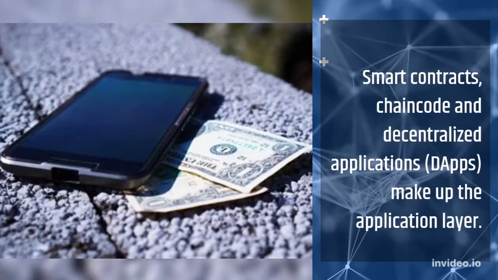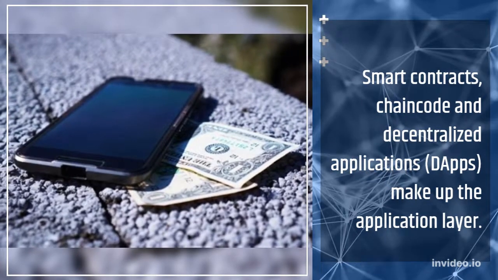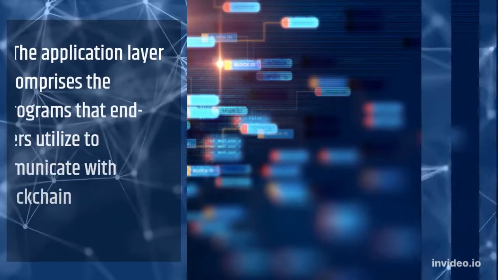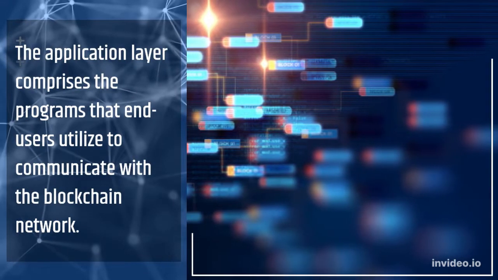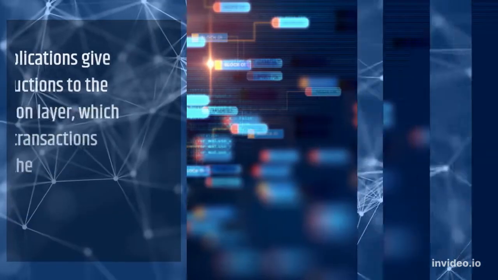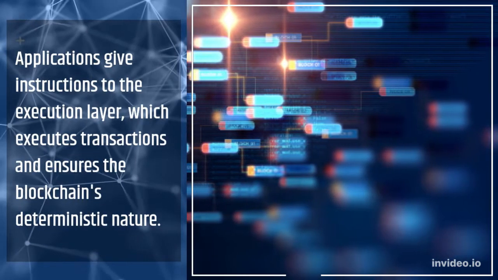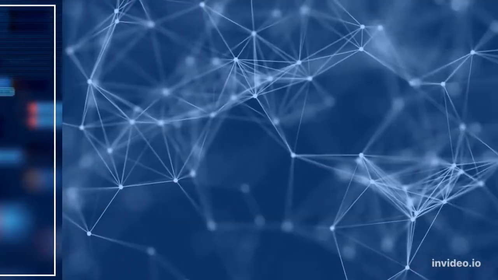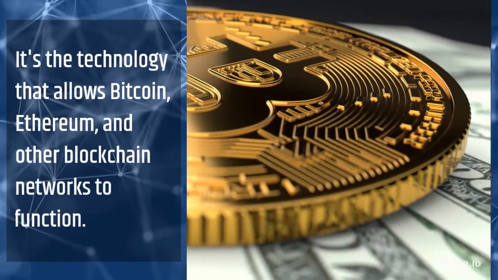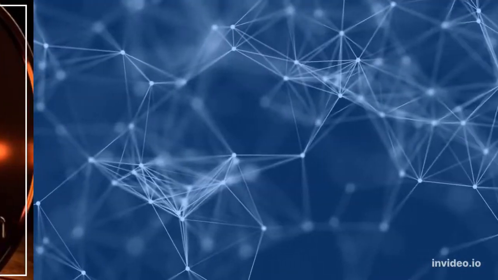Smart contracts, chain code and decentralized applications, dApps, make up the application layer. The application layer comprises the programs that end users utilize to communicate with the blockchain network. Applications give instructions to the execution layer, which executes transactions and ensures the blockchain's deterministic nature. It's the technology that allows Bitcoin, Ethereum, and other blockchain networks to function.